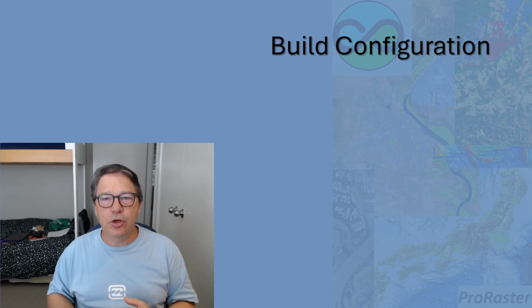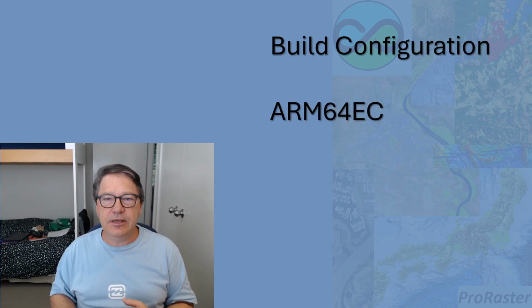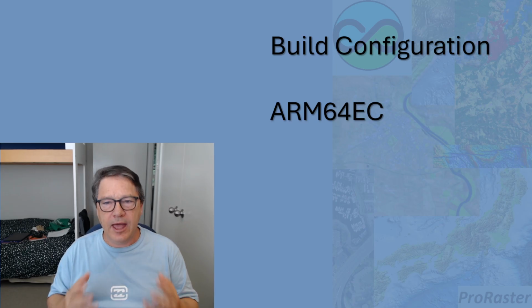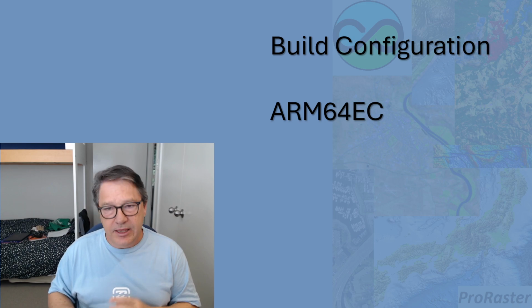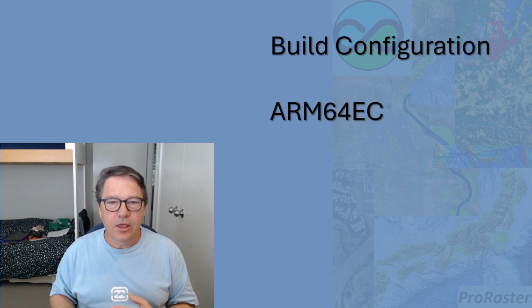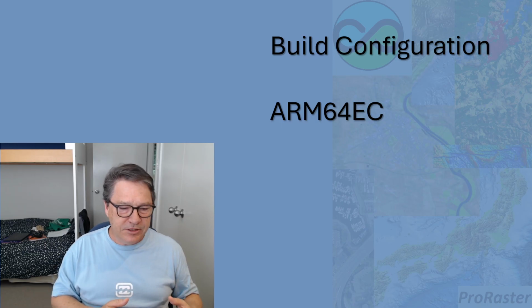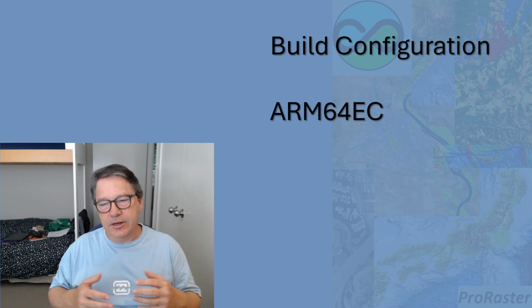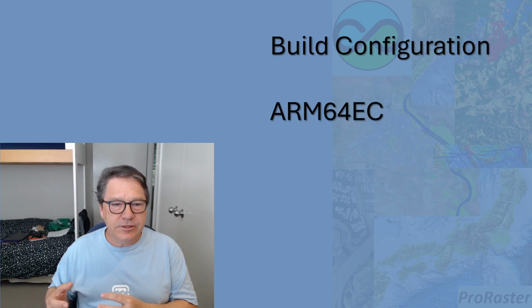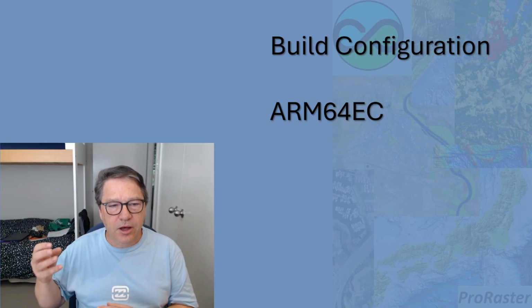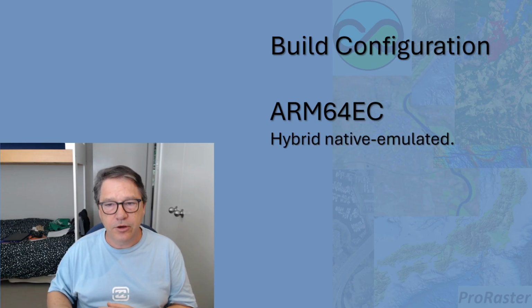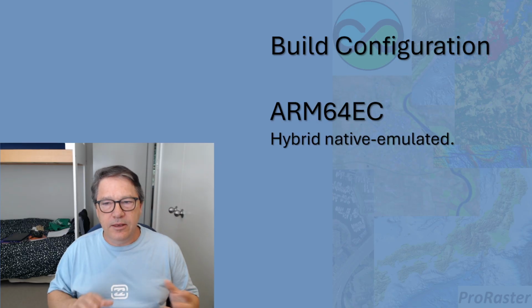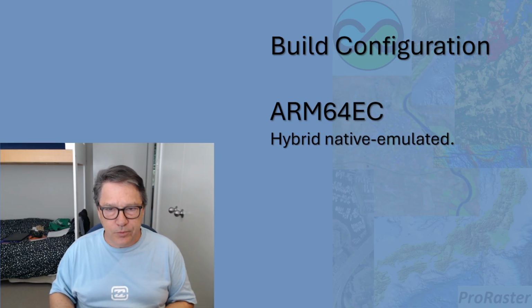There is a third way, and this emerged last year, and it's called ARM64 EC. In this configuration, you build for ARM64, but you can call functions in libraries that are compiled in x64 and delivered in x64 code. So this is a hybrid native and emulated model.